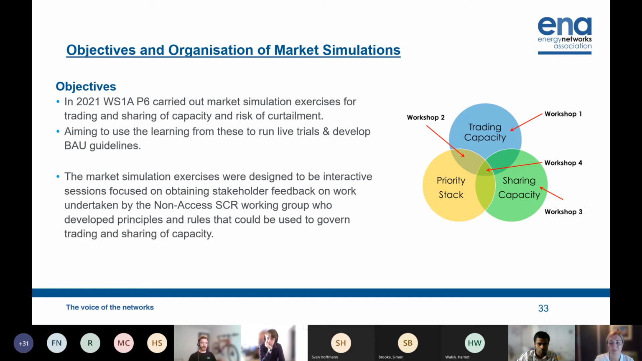This year, Origami's led some market simulation workshops for product 6, which are focused on sharing and trading capacity and risk of curtailment that were intended to infer basic market rules for these non-DSO services. And we've been engaging with a variety of stakeholders to get as broad a range of input as possible. So the main aim of the workshops was to get stakeholder feedback on work carried out by the non-access SCR working group, who developed initial principles and rules that could be used to govern the trading and sharing of capacity.